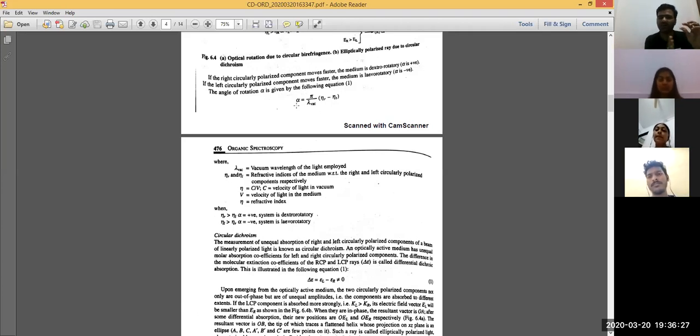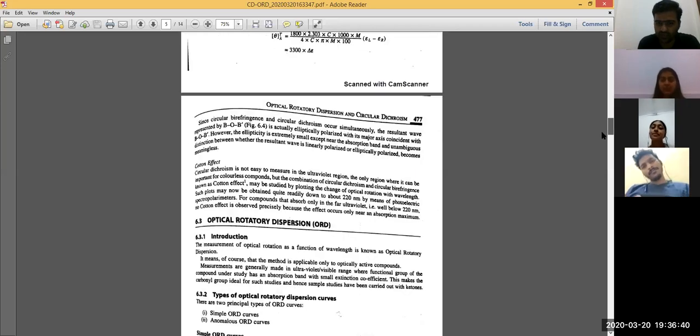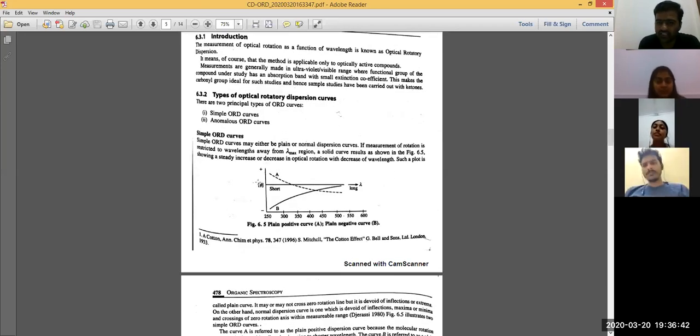What if I go on reducing the lambda? I go on decreasing the lambda from sodium D line to shorter and shorter wavelengths, then I'm going to see the magnitude of alpha becoming larger and larger for a compound which is chiral. And a plot of the change in phi, which is the molar rotation, with a decrease in lambda is nothing but optical rotatory dispersion, right? So do you see this particular thing moving up, increasing in the positive axis, and one of them increasing in the negative axis, right?